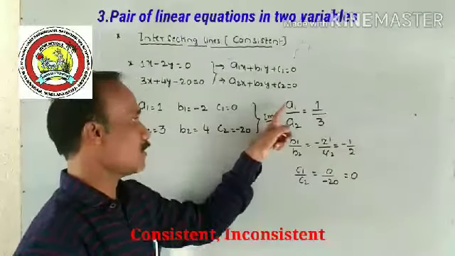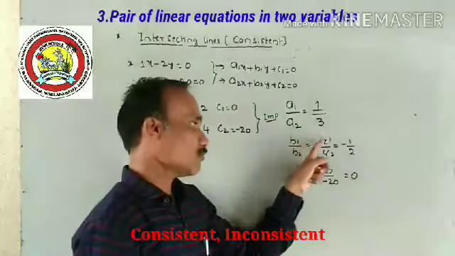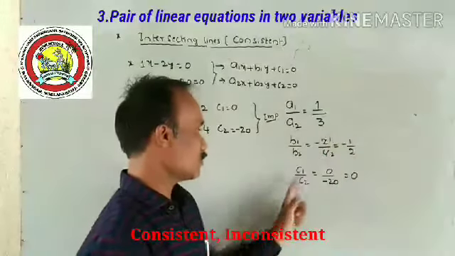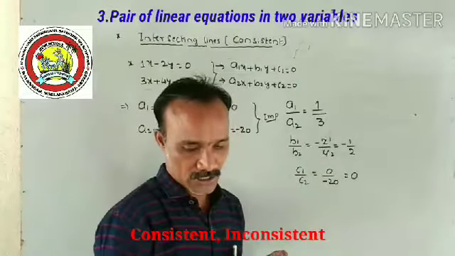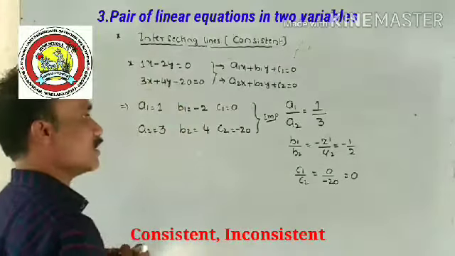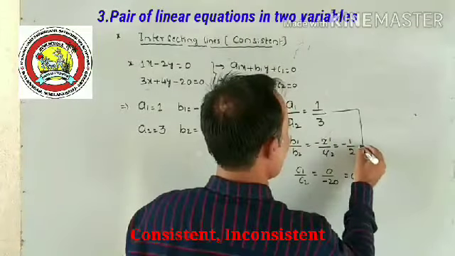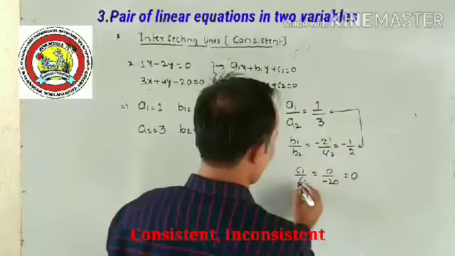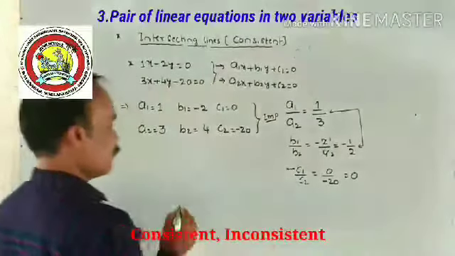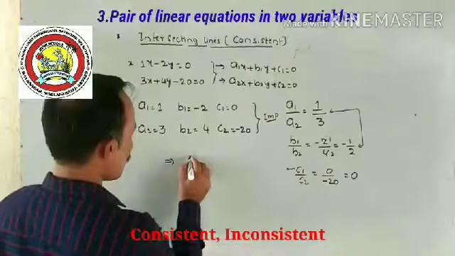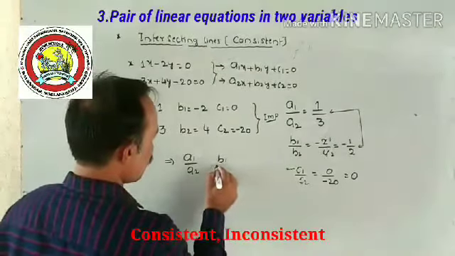Then you find one by one. a1 by a2 is 1 by 3, b1 by b2 is minus 2 by 4, that is minus 1 by 2, c1 by c2 is 0 by minus 20, that is 0. What we are observing here: only these two are compulsory, a1 by a2 and b1 by b2. This one is not required.